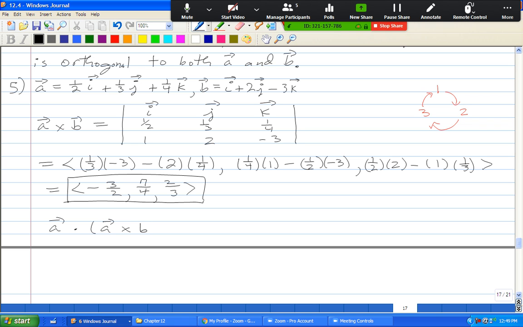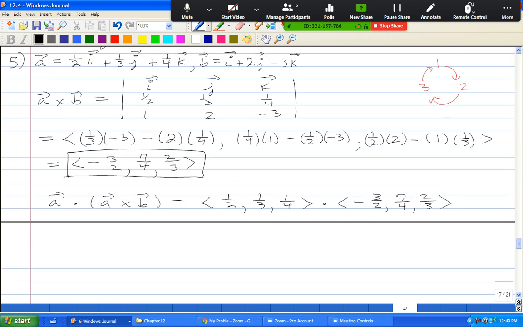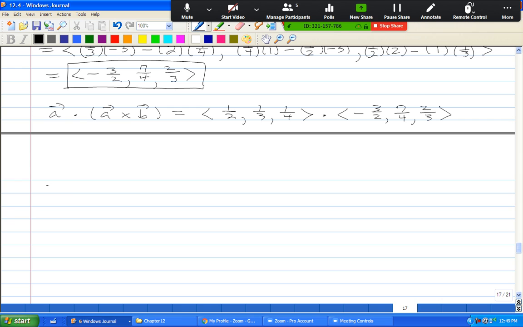So this is the same as A, 1/2, 1/3, 1/4, dotted with negative 3/2, 7/4, 2/3. So this is equal to 1/2 times negative 3/2, plus 1/3 times 7/4, plus 1/4 times 2/3.